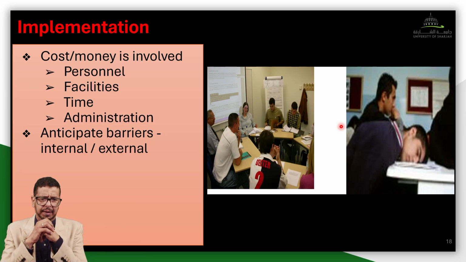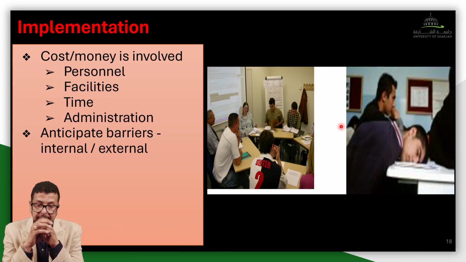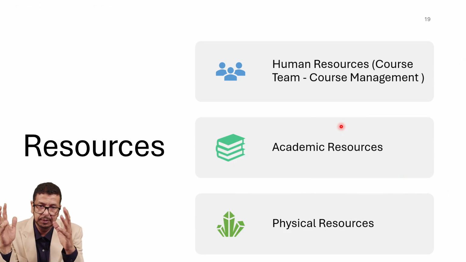And cost is a very important issue that needs to be considered for the implementation. There are also many other factors that need to be considered, such as personnel, facilities, time, administration, area, and so on. And when we're thinking about resources, we need to think about the human resource, the academic resource, and the physical resource that we have.